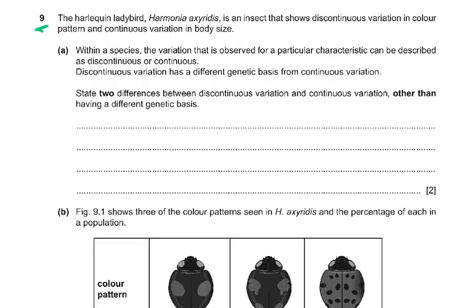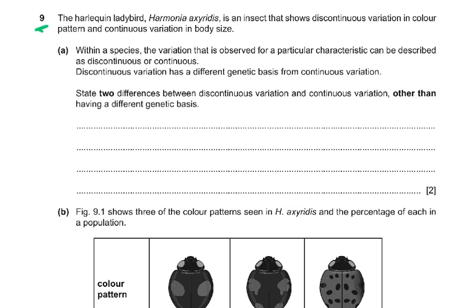Now coming to question number 9, the harlequin ladybird is an insect that shows discontinuous variation in color pattern and continuous variation in body size. So color pattern is either 2 or 3 types, so it's discontinuous. Variation in body size is very variable. So that is a continuous variation.